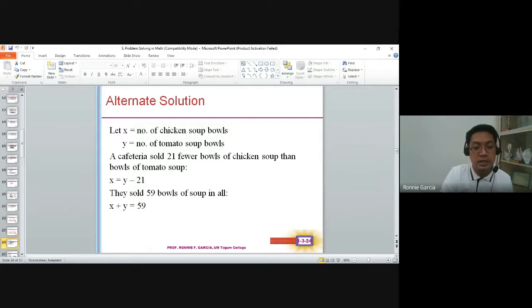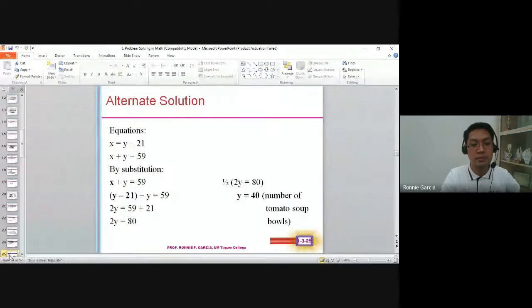Then for the sentence, they sold 59 bowls all in all. So imong i-add imong x and y, the result must be 59. So ang atong duha ka equation: x is equal to y minus 21 and x plus y is equal to 59. So pwede na ta karon mag-apply og solving equation by substitution. Daghan naman itong mga different methods in solving equation. You can have graphing, pero lisod din siya i-graph. You can also have elimination method.